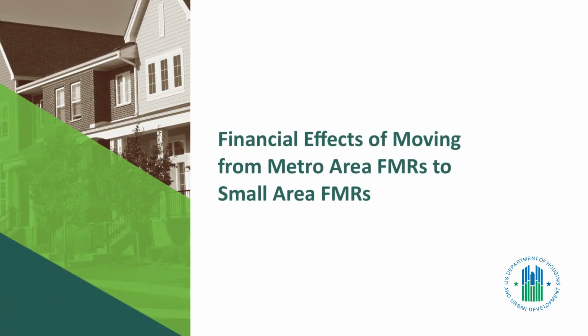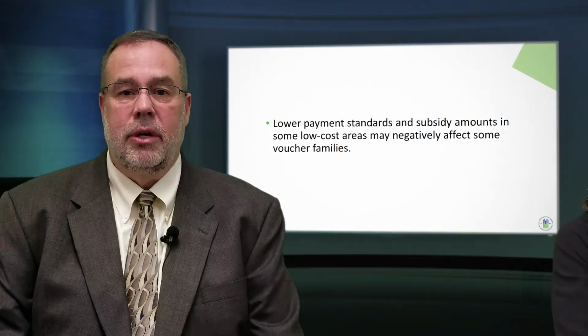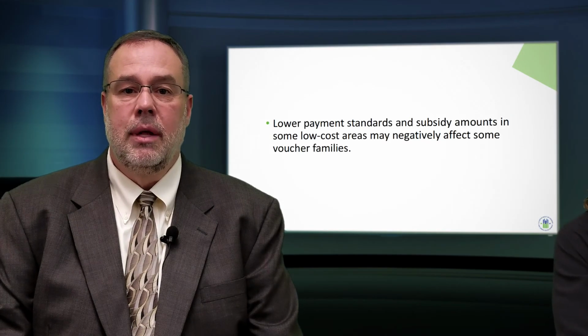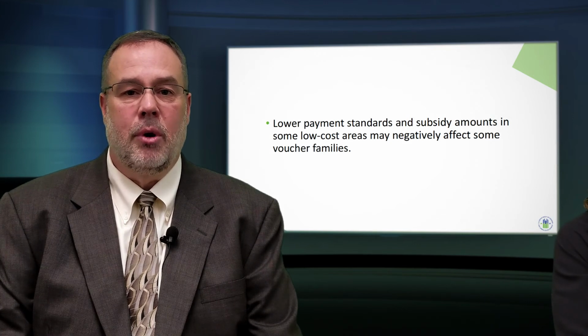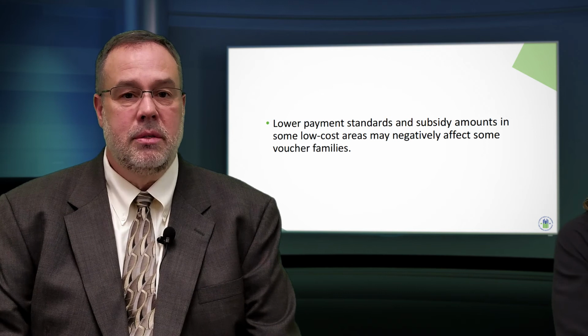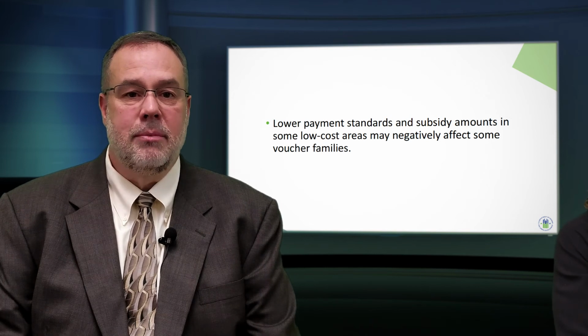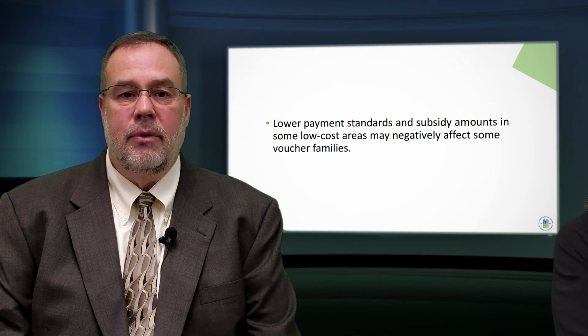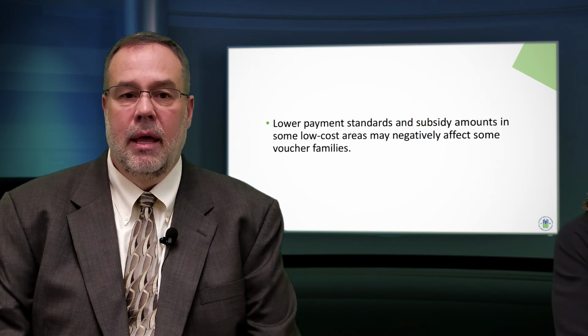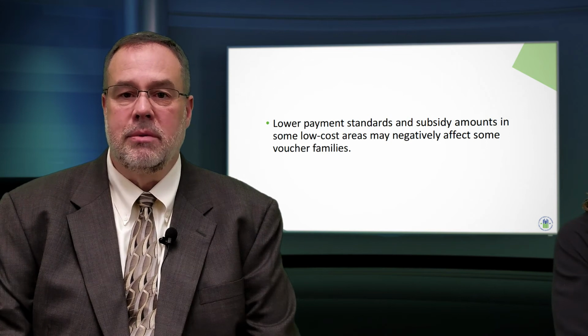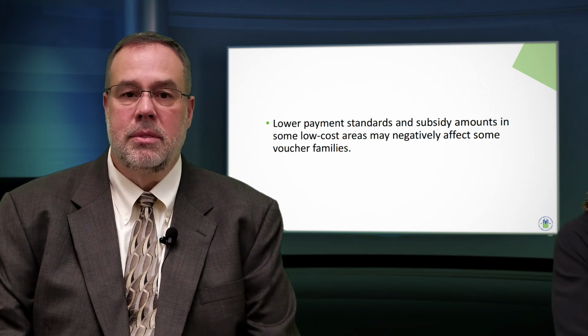One of the first things PHAs in designated small area FMR areas should do is estimate the financial effects of moving from metro area FMRs to small area FMRs. This includes considering how the change will affect the families assisted and the program cost impacts of implementation. The transition from metro area FMRs to small area FMRs may result in lower payment standards and therefore lower subsidy amounts in the lower cost zip codes.